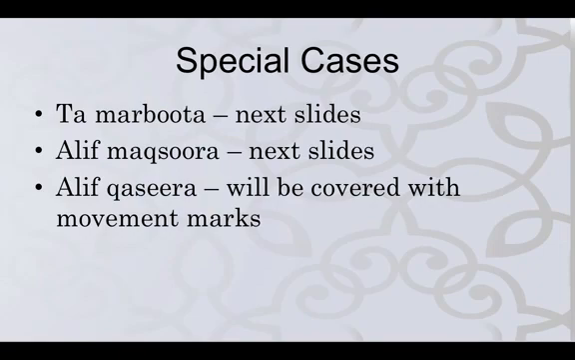Special cases. There are special cases that are exceptions to the rules, and I will go over those cases next. The ta marbuta, alif maqsura, and alif qasira are special cases. I will go over the ta marbuta and the alif maqsura in the next set of slides. But the alif qasira will be covered in detail with the movement marks when I begin section 2, the next section we're going to be covering. So today we're going to cover the special case of the ta marbuta and the alif maqsura.